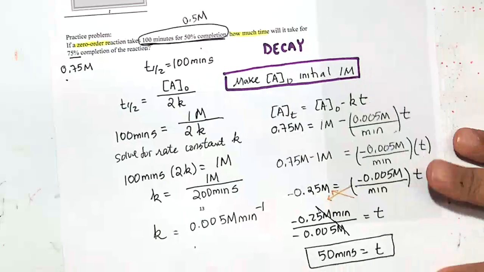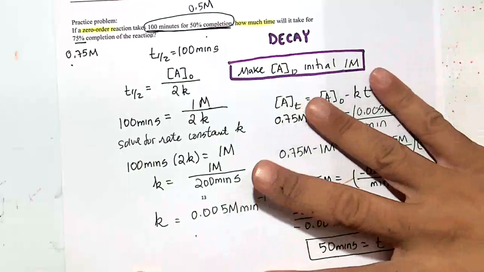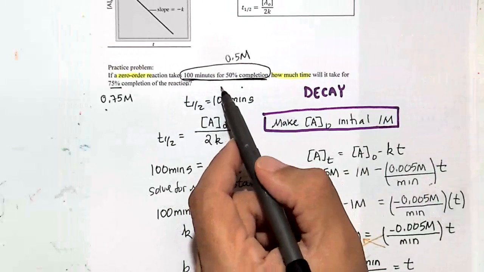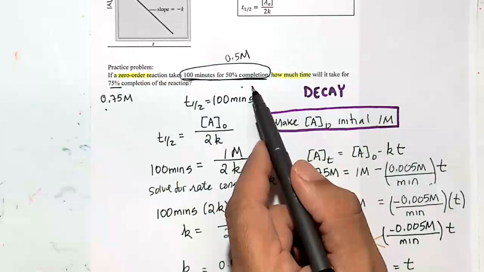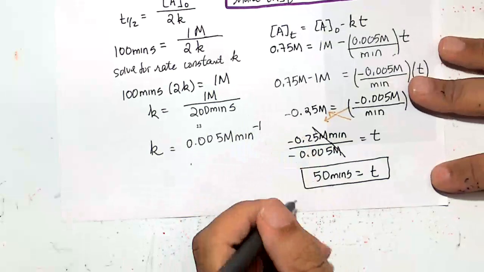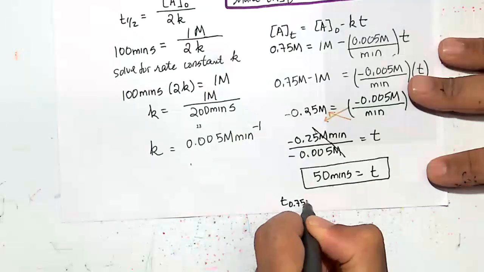Okay, so the actual answer here is not 50 minutes. So what's the actual answer? If it takes 100 minutes to go to 50%, how long will it take to go to 75%? It's not 50 minutes, but what's the answer? 100 minutes to go to 50%, and then 50 minutes to go to 75%. So the answer would be 150 minutes to go to 0.75 molar.